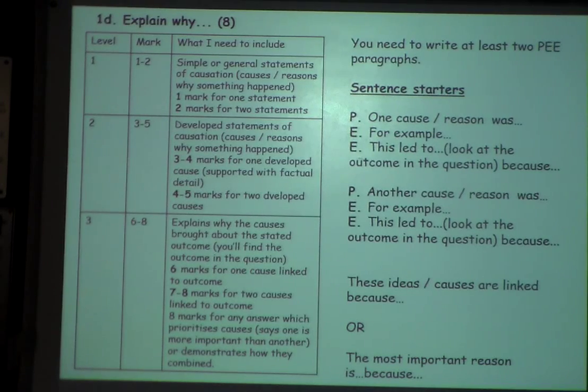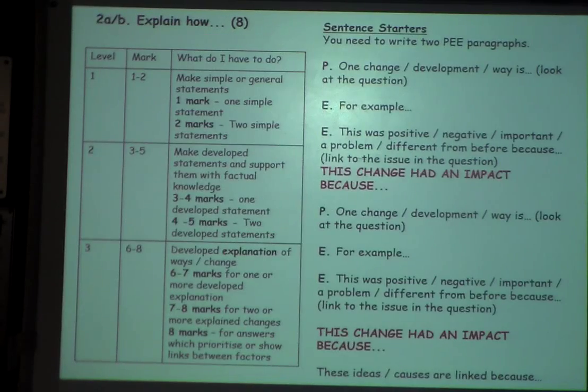Make sure you're focused on the question because, and then you can either show links or state which is the most important. But if you've already done your 2 P paragraphs well, don't worry too much about the links or the most important reason. Question 2a or B, you get a choice.